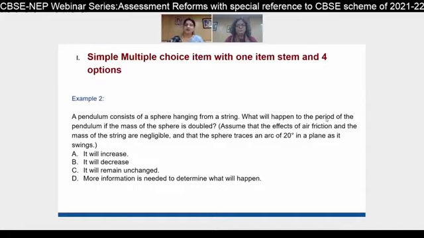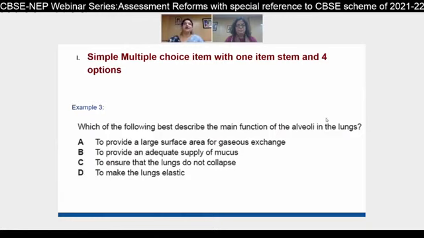Let us go to the next slide, please. Another thinking sort of a question. So we ask the students what best describes the main function of the alveoli in the lungs. Here also it's application of knowledge.